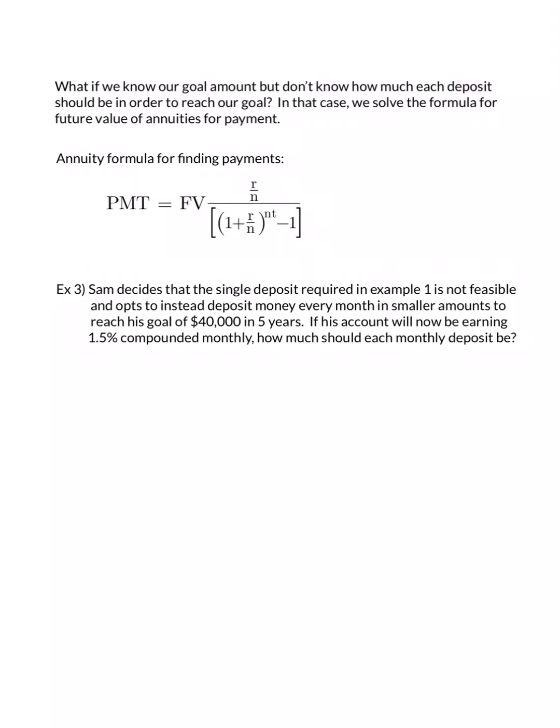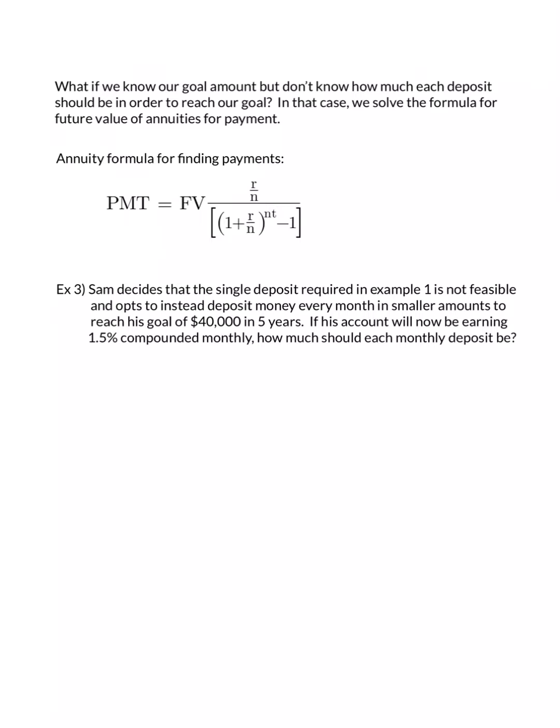On example 3, we are somewhat revisiting example 1. Sam decides that the single deposit required in example 1 is not feasible and opts to instead deposit money every month in smaller amounts to reach his goal of $40,000 in 5 years. If his account will now be earning 1.5% compounded monthly, how much should each monthly deposit be?